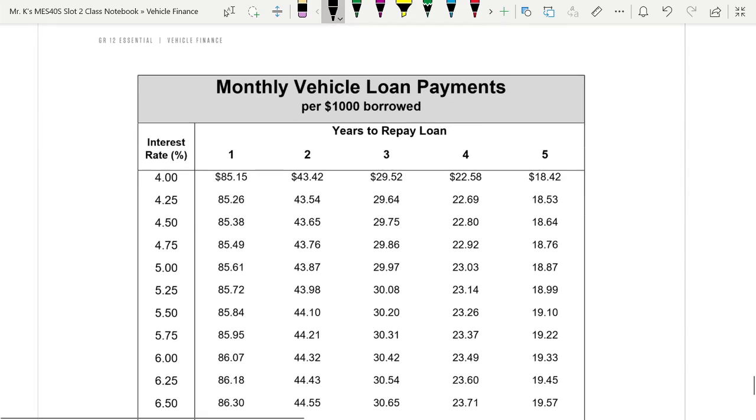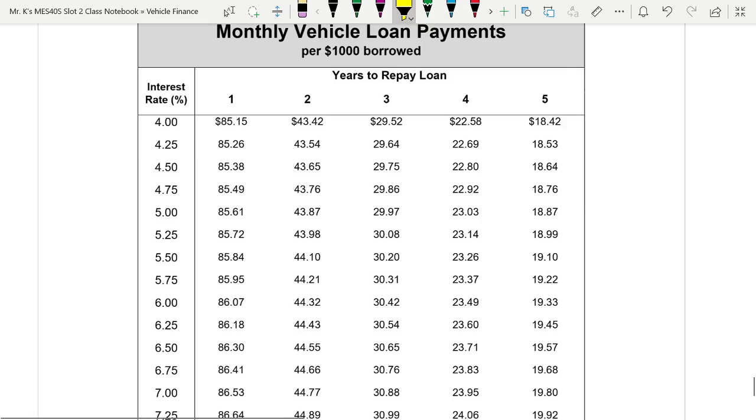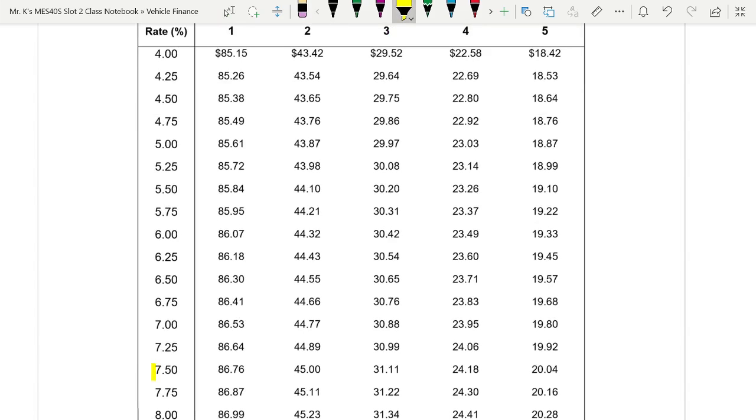Don't draw on your chart. 7.5% is right here. Over 4 years, there's the 4, so go down, and there's my number, 24.18. You can probably now see how this chart works. Basically, all the numbers on this chart are how much every $1,000 of loan costs you.